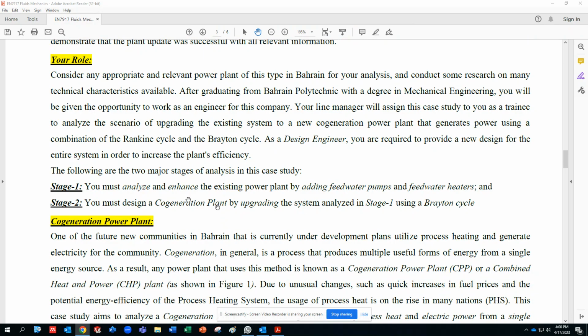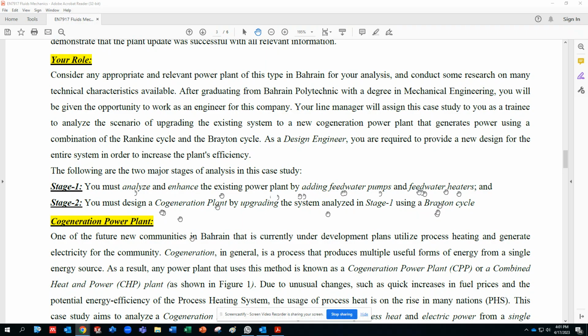The two stages involved in this project are: in stage 1, you will first analyze and then enhance the existing power plant by adding feed water pumps and feed water heaters. This is the first step. In the second stage, you will design a cogeneration power plant by upgrading the system that was already analyzed in stage 1 using a Brayton cycle.